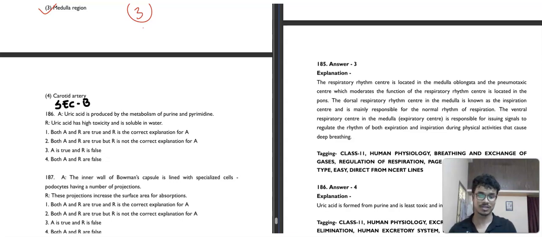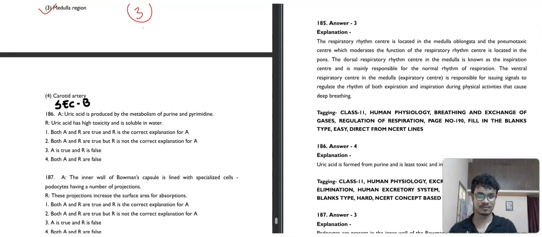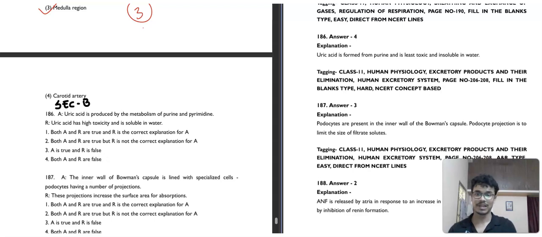That's an assertion reason question, 186. It is saying that uric acid is produced by the metabolism of purine and pyrimidine. So uric acid is not produced by the metabolism of purine and pyrimidine. Then, uric acid is the highest toxic? No, it is the least toxic. So both assertions are false. The fourth option is our correct answer.